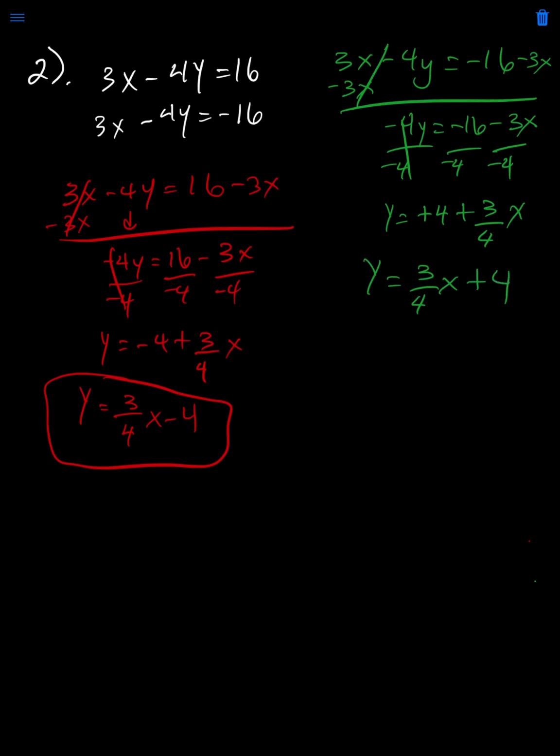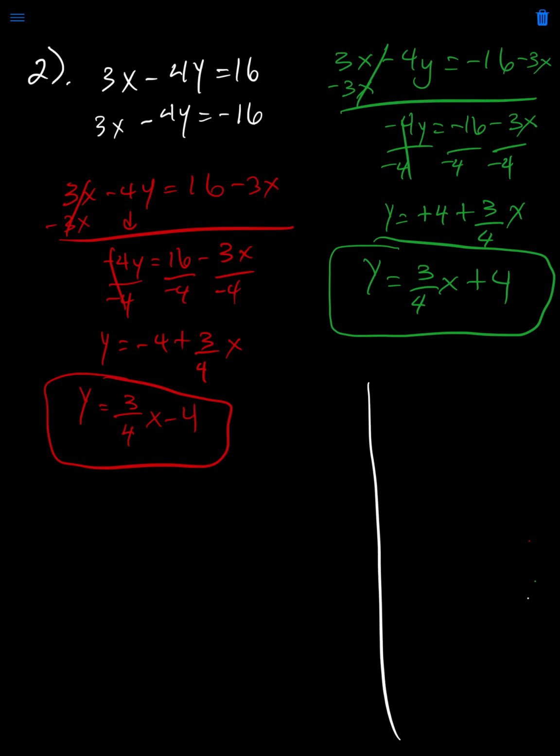So y will equal positive 4 plus 3 over 4x. That means y is equal to 3 over 4x plus 4. You notice how they have the same slope, but a different y-intercept. So let's see what that translates to when I graph this.